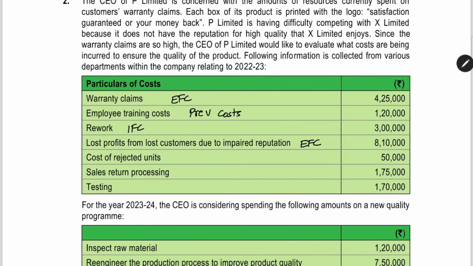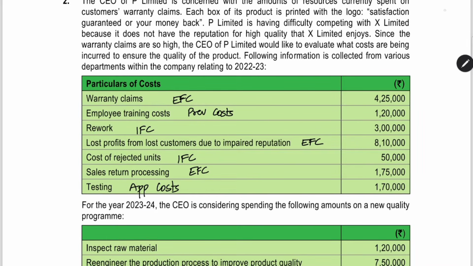Cost of rejected units: this unit has been rejected within the company itself, so it is an internal failure cost. Sales return: it has already reached the customer, so it is an external failure cost. Testing, as we saw, is always an appraisal cost. This is the division which we have to give in the answer.